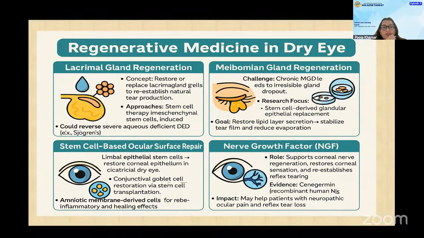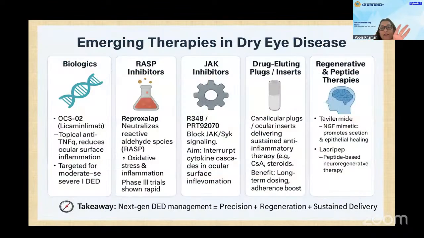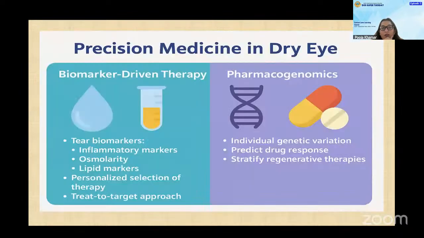In very severe cases of dry eye, there is a role of regenerative medicine for lacrimal gland regeneration and meibomian gland regeneration, which is still work in progress, but that is going to be the future for severe dry eye disease cases. Stem cell based ocular surface repair, we all know, but that's entirely a different topic. And nerve growth factors. So this is going to be the future of dry eye when it comes to regenerative medicines. These are all the emergent therapies, which probably would be in our clinic one day.